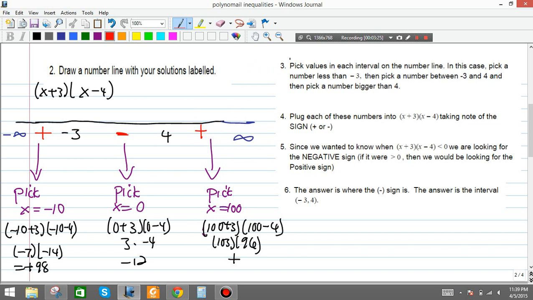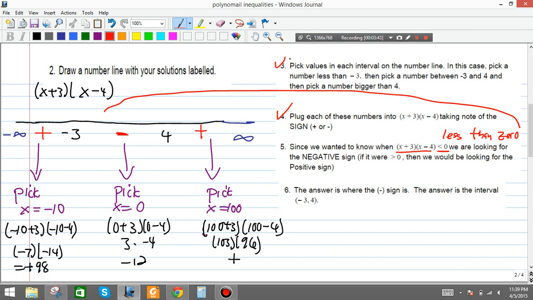Since I wanted to know when (x + 3)(x - 4) was less than 0, that means I'm looking for the negative, not the positive. And so the answer is where the negative sign is, and that's the interval minus 3 to 4. And that is the answer.